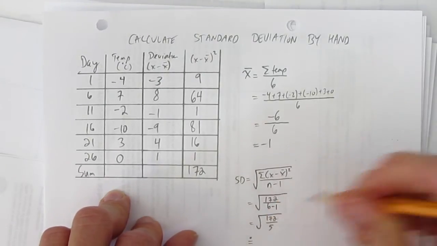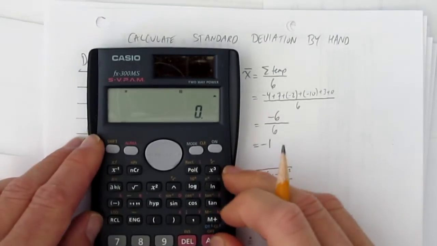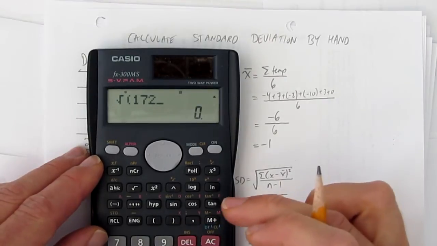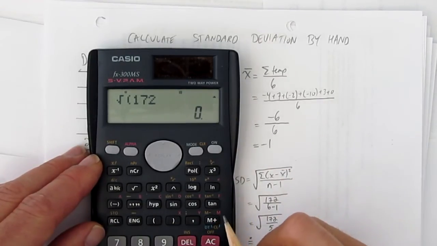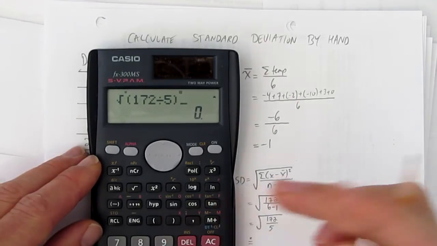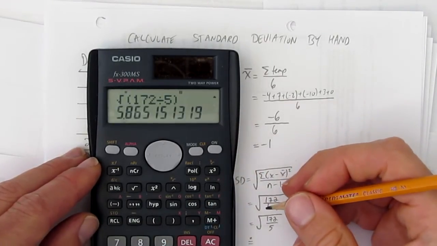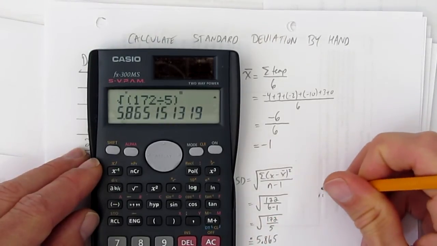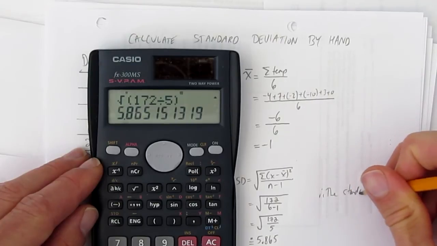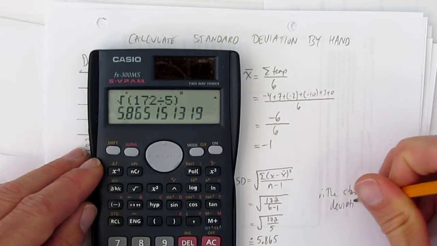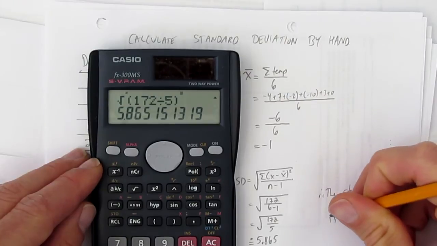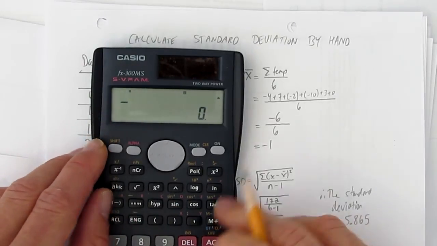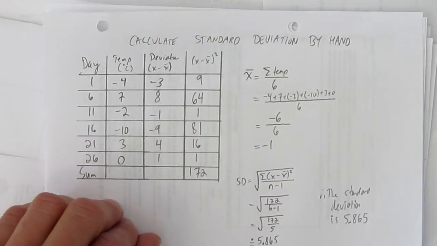And you can calculate that all at once on your calculator. Let's figure out what's the square root of brackets 172, because I wanted to do the square root at the end. So square root of brackets 172 divided by 5, close the bracket, and I get approximately 5.865. Therefore, the standard deviation. I'm not sure if this was a word problem, but just in case, write a word answer. The standard deviation is 5.865. And that's how to calculate standard deviation by hand.